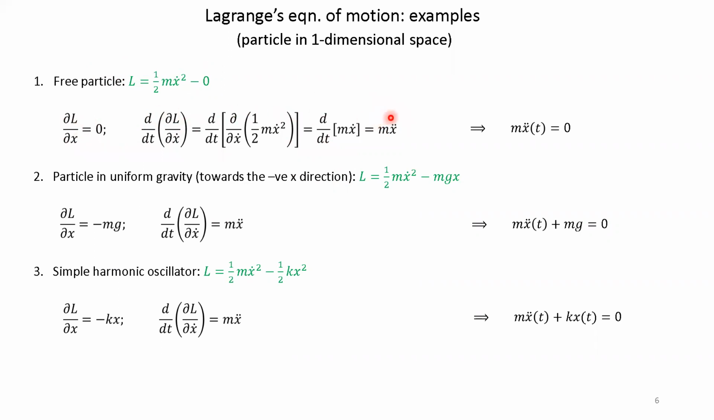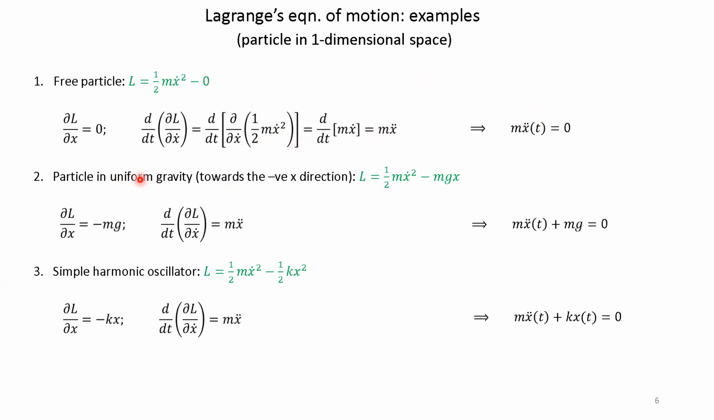the solution, the x of t that satisfies the Lagrange equation, would be this: m x double dot equals 0. And again, that would be the same as Newton's second law. Newton's second law will also tell you this: the acceleration of the particle is 0. You are not in a potential field, so there's no force.